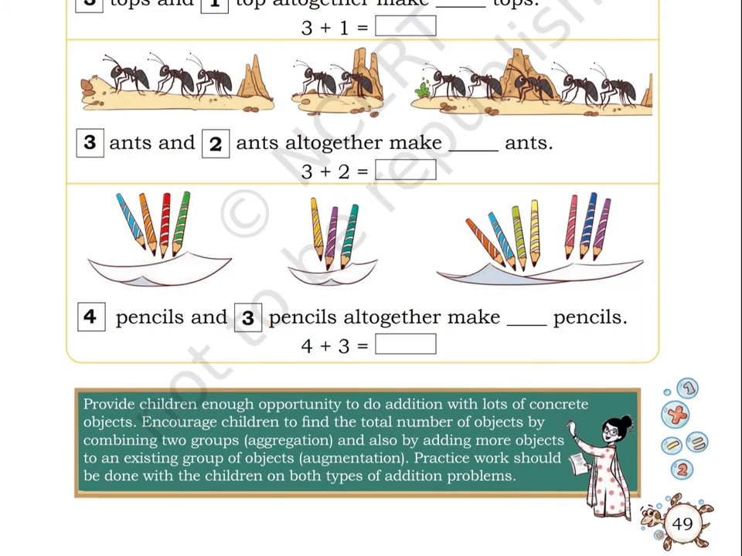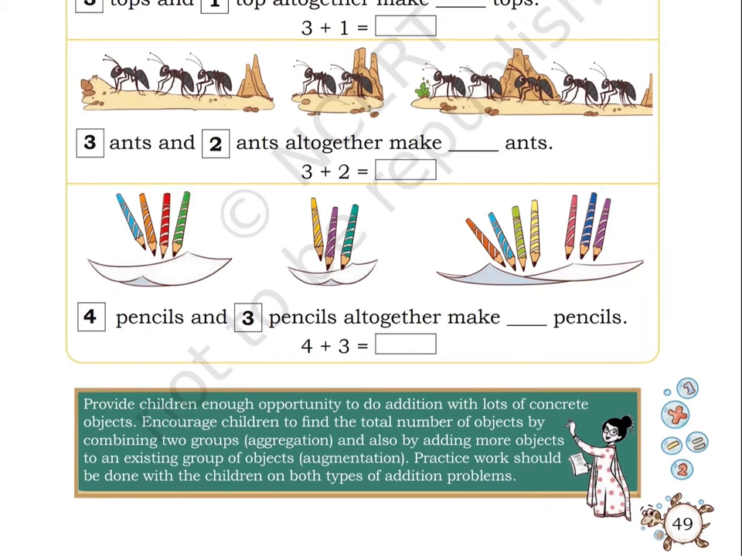Provide children enough opportunity to do addition with lots of concrete objects. Encourage children to find the total number of objects by combining two groups, aggregation, and also by adding more objects to an existing group of objects, augmentation. Practice work should be done on both types of addition problems.